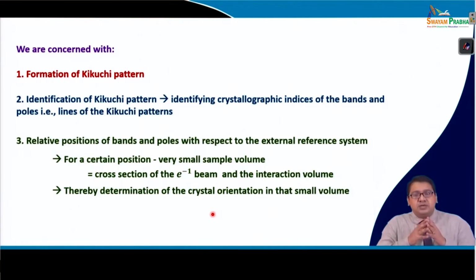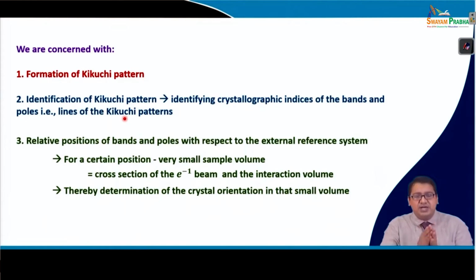So, in order to obtain crystallographic information, that is the information regarding the orientation, that is the information regarding microtexture, from a TEM or from a SEM, that is EBSD, we know, and in case of TEM, that is convergent beam electron diffraction technique, we are mostly concerned with the formation of the Kikuchi pattern. So, how the Kikuchi pattern can be developed and how it can be obtained properly. Then second is identification of this obtained Kikuchi pattern.